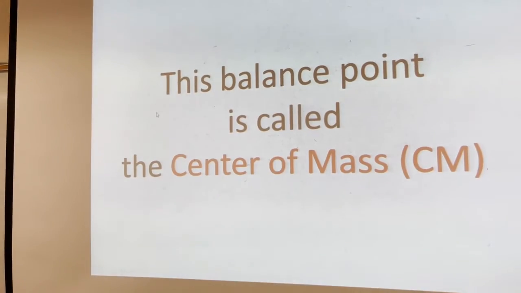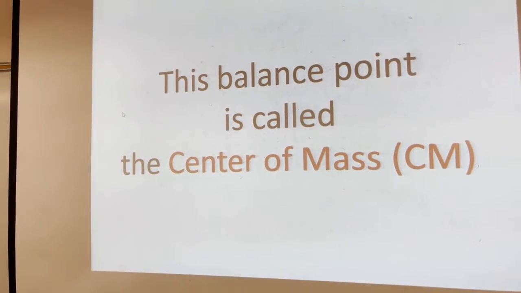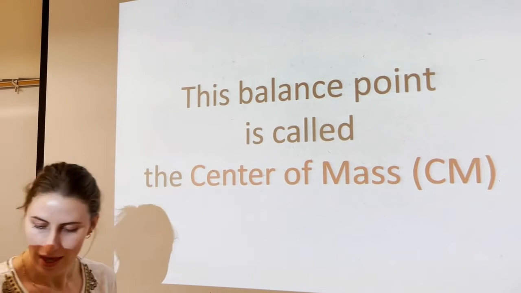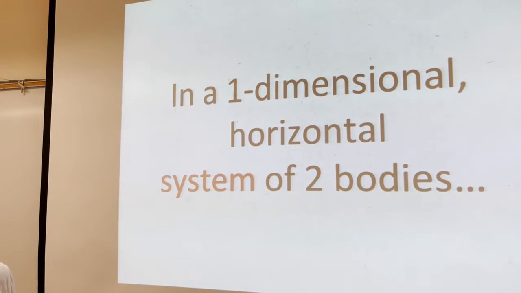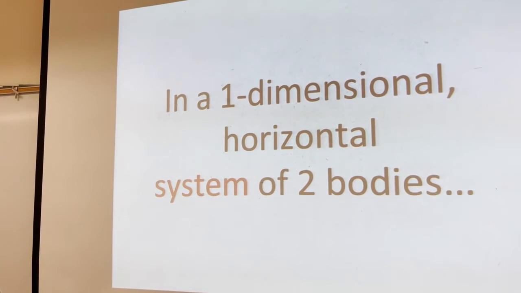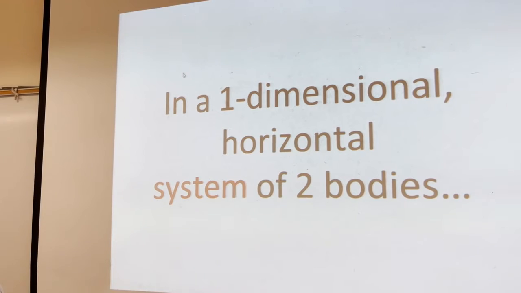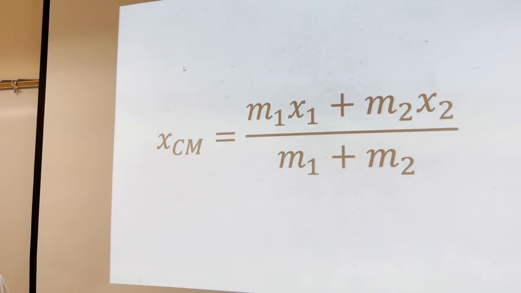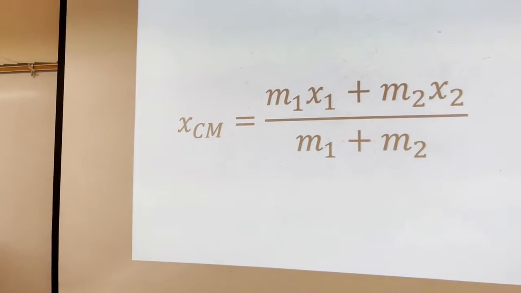So this balance point is called the center of mass. That's our center of mass, in a one-dimensional horizontal system of two bodies, which we just saw. Here's our equation. I'm going to go ahead and write this equation up on the board.